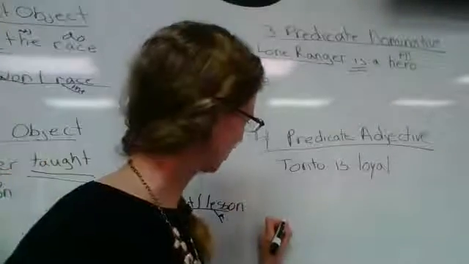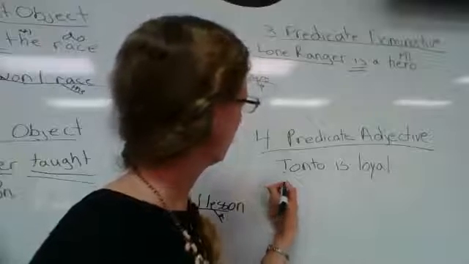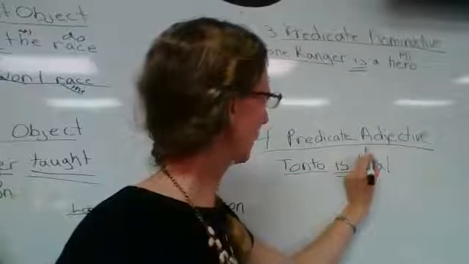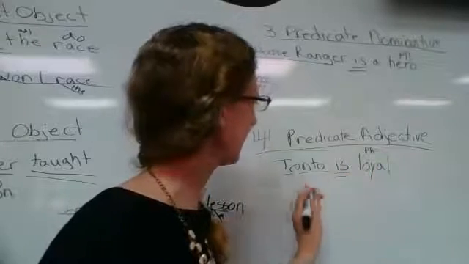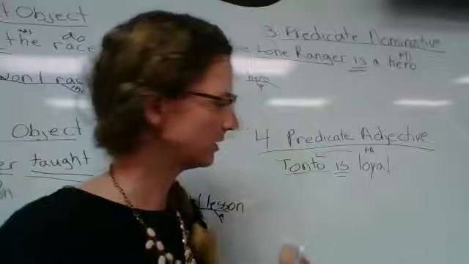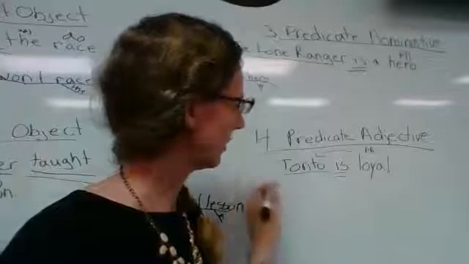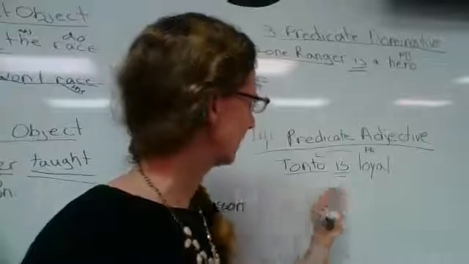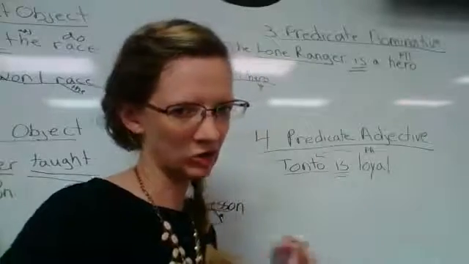A predicate adjective, you diagram it just like a predicate nominative. You have Tonto is loyal. Tonto is loyal is a predicate adjective because it's not renaming Tonto, it's describing Tonto. A loyal Tonto. Okay, it's just describing him.